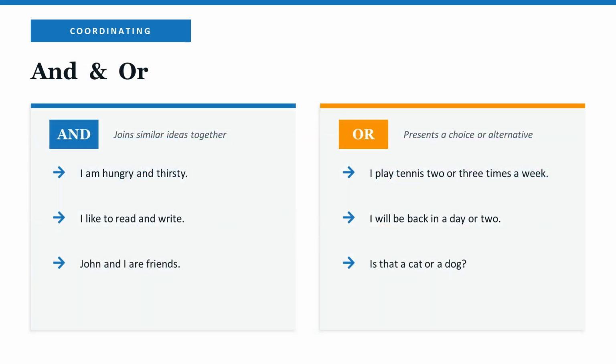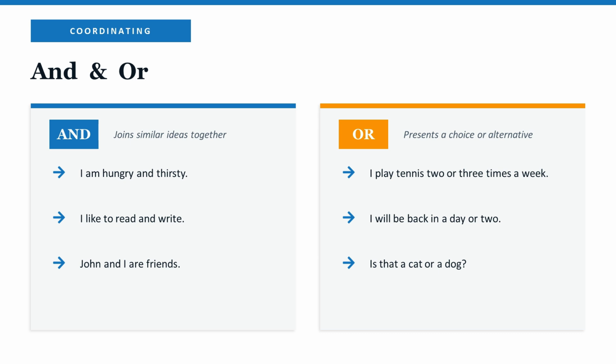Let us begin with two of the most commonly used coordinating conjunctions, and and or. The conjunction and is used to join similar ideas together. For example, I am hungry and thirsty. Here, and connects two adjectives. Another example, I like to read and write. In this case, and connects two verbs. And finally, John and I are friends, where and connects two nouns.